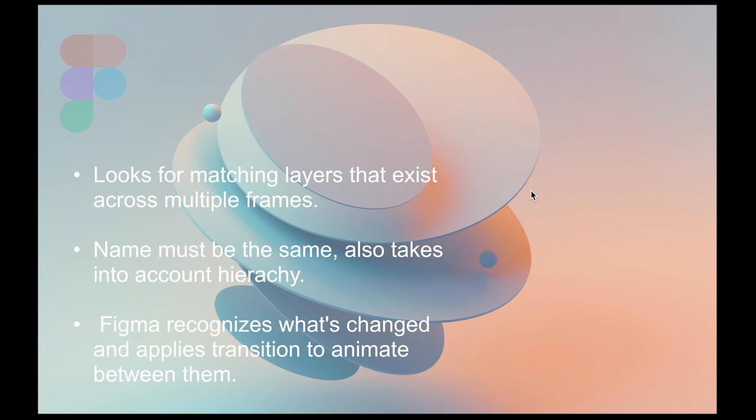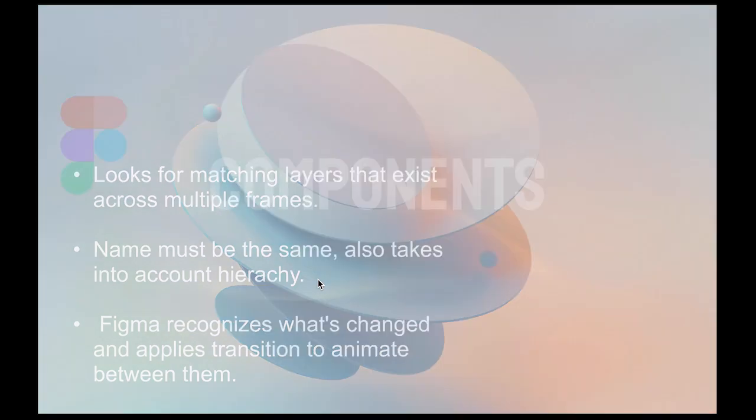So on some parts they have to be the same, for example, to create the seamless sort of smart animate. And also components, if they're the same on the same slide, for example, but they're changing, they have to be the same name for it to work. It also takes into account the hierarchy, so where they are in the frames, and it also has learned, or they've made it recognize, what's changed and then apply the transition to animate between them.